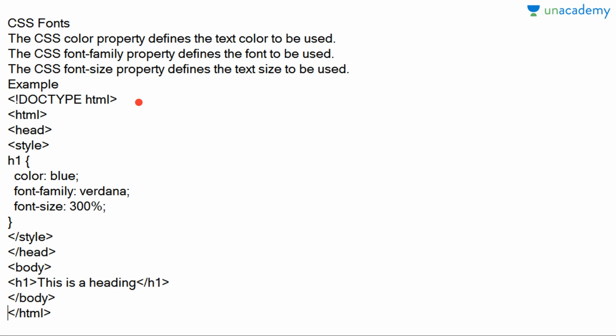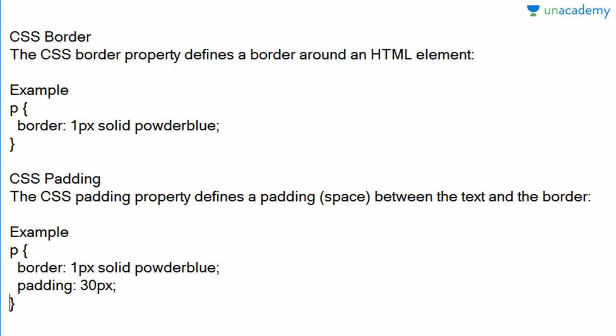then head tag, then we can use style, h1, bracket start, color blue, font-family Verdana, font-size 300%. Always remember that each declaration closes with a semicolon. Then bracket close, then we complete the style tag, then we close the head tag, then we write the body tag, and h1, this is a heading, h1 close, body tag close, HTML tag close. So the complete document is now ready to be executed, and now we can see the output.